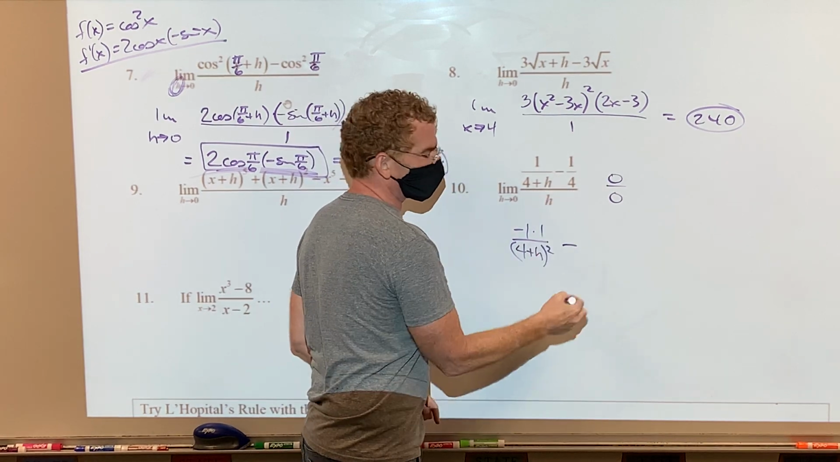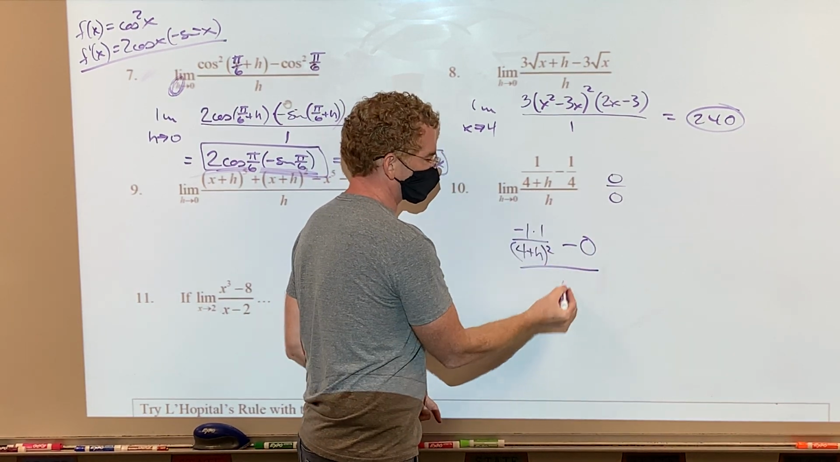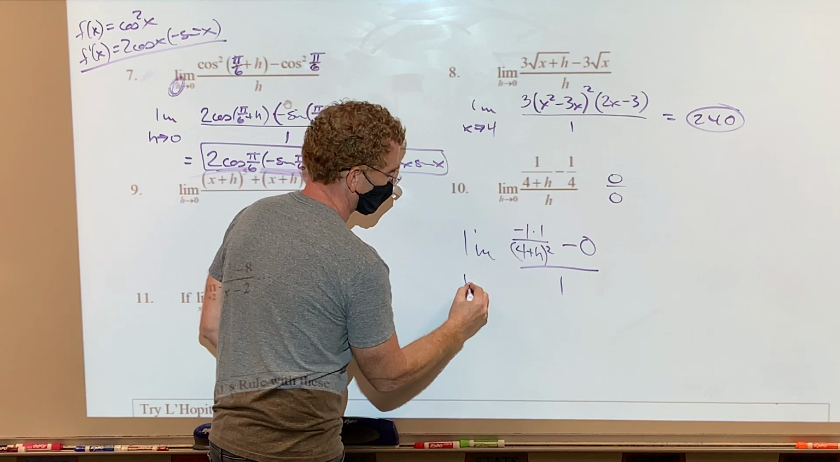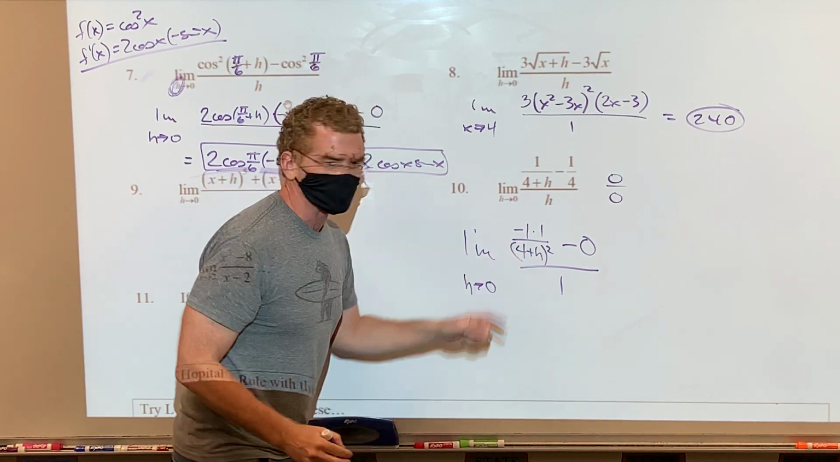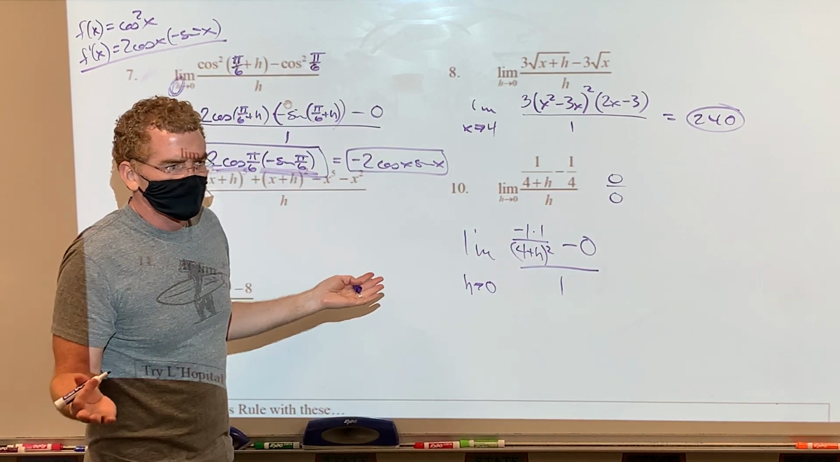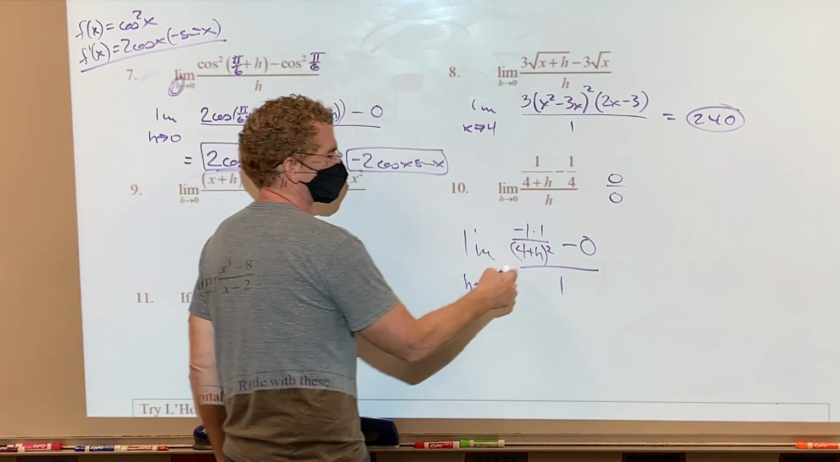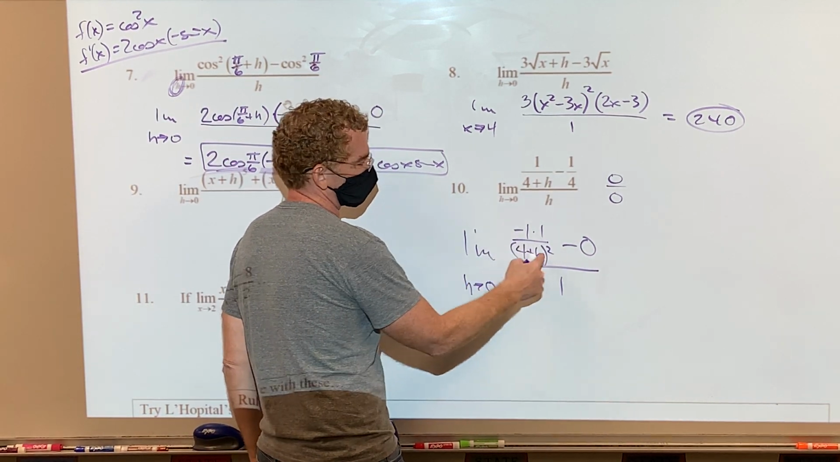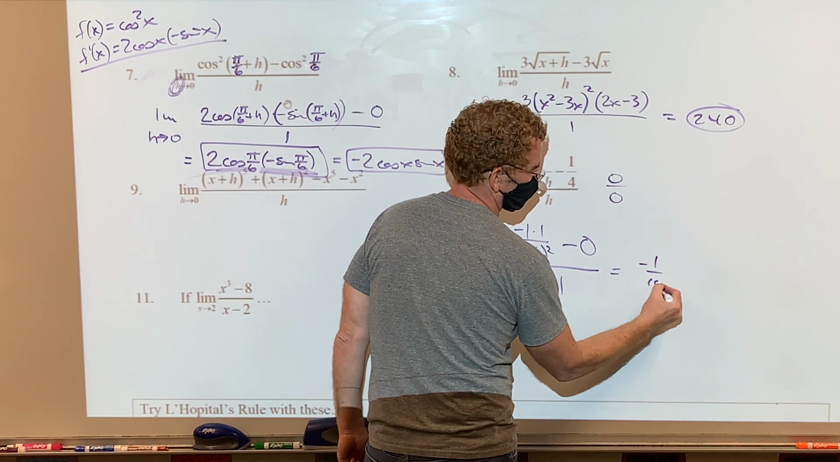What's the derivative of 1/4? What's the derivative of h? Redo your limit. And you'll see, because the x is already in there, it doesn't bother me, right? Because the 4 is already in there, plug a 0 in there, and I get -1 over 4 squared, -1 over 16.